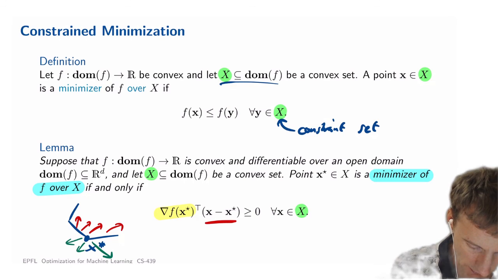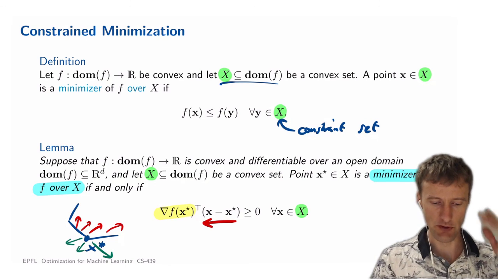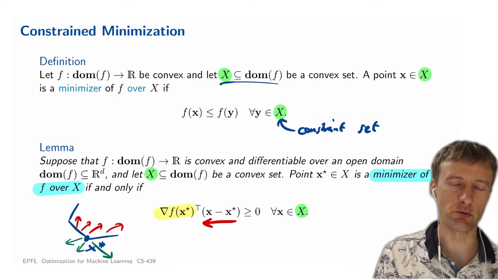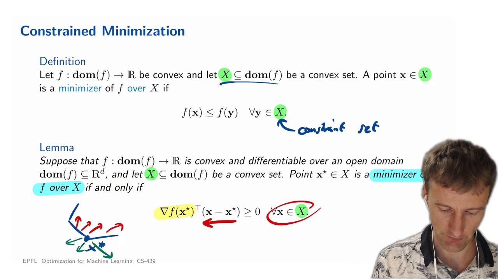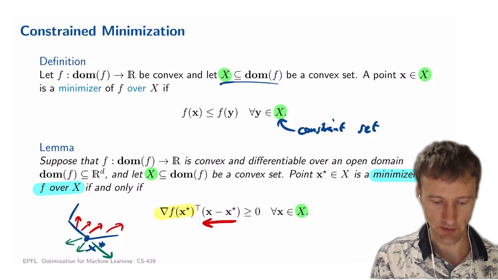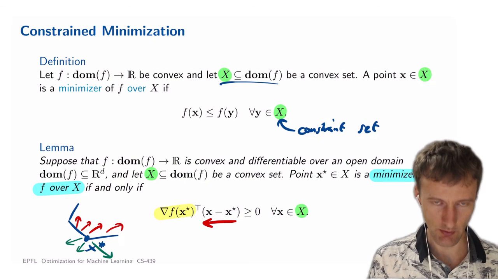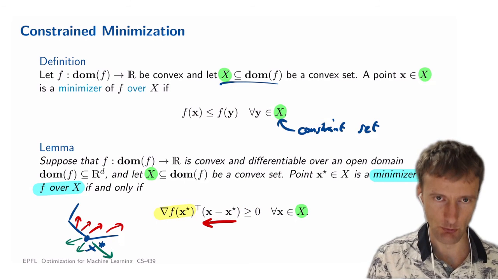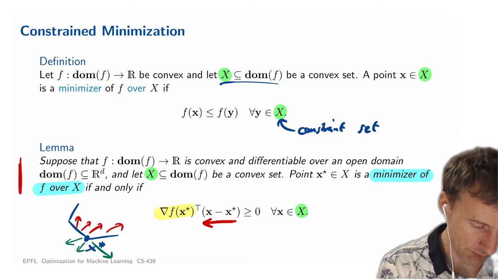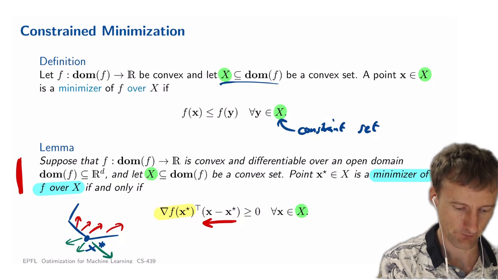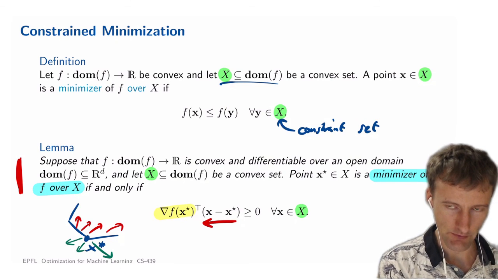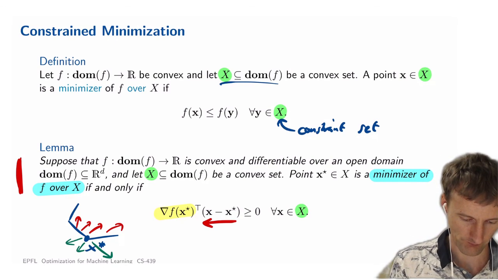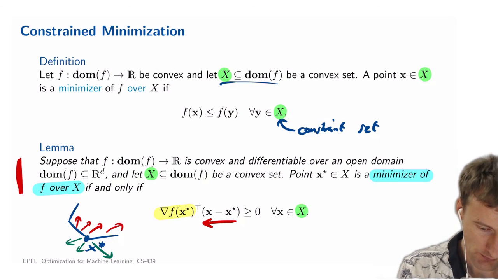So this is what that means, the vector from x star to x. It means that I go from the optimum to somewhere inside the set, because x is inside the set, and then the gradient relative to that direction, if you project them onto each other, is positive, so it goes uphill. That's what it means to have this optimality condition for constrained optimization. And this one as well is worth thinking about a bit more, whether we can prove that this is actually an if and only if condition.